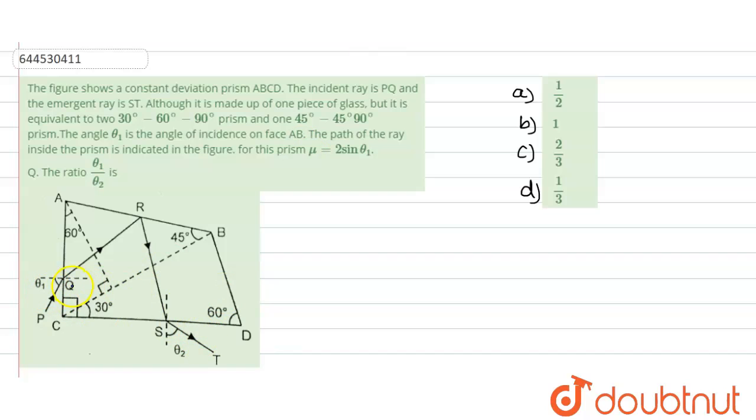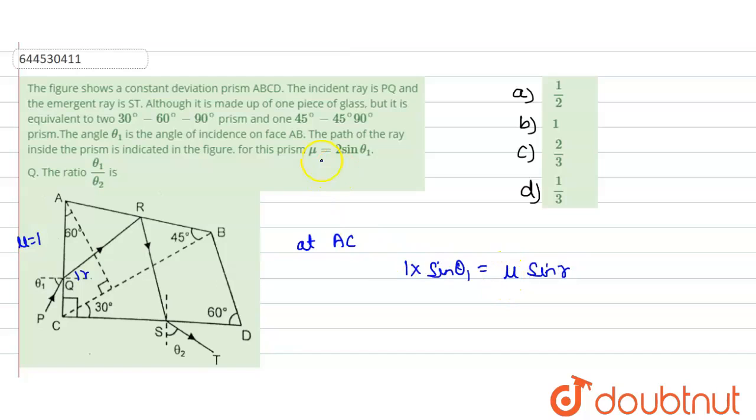First of all, we apply Snell's law at the boundary AC. By Snell's law, the refractive index here is 1 due to air, so mu sine of the angle of incidence, which is theta 1, would be equal to the refractive index of this glass, mu, times sine of the angle of refraction, let's say small r, so sine r.